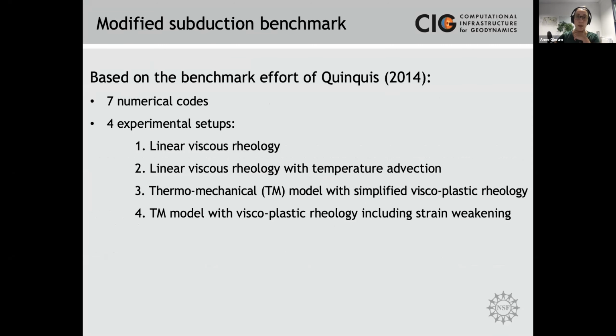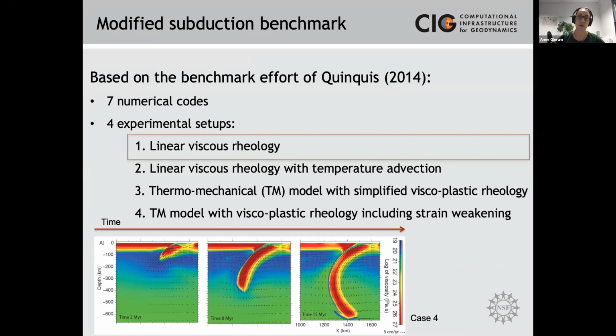This setup is based on a benchmark effort of Quinquis in 2014 and considered 7 numerical codes and 4 setups that increased in complexity. The first one is linear viscous rheology, then it adds temperature advection, then the viscoplastic rheology, and then strain weakening. But we will focus on the linear viscous rheology. But just as a teaser, here are snapshots of the viscoplastic case 4, where we see the slab basically turning in on itself over time.